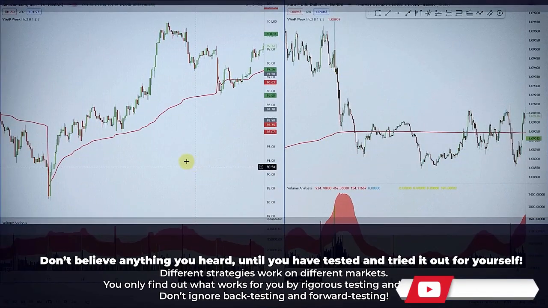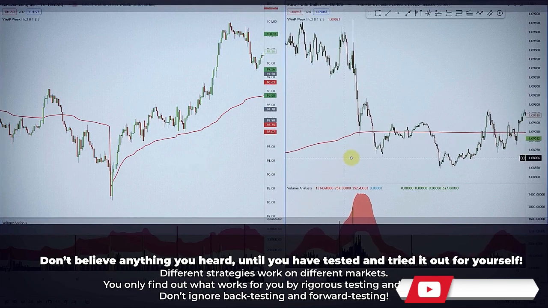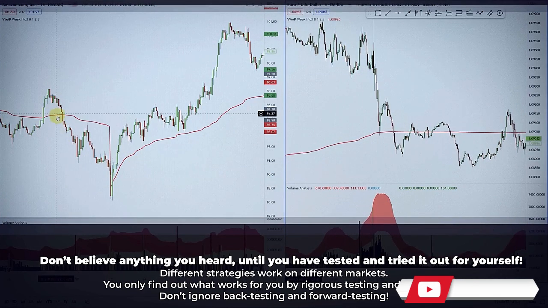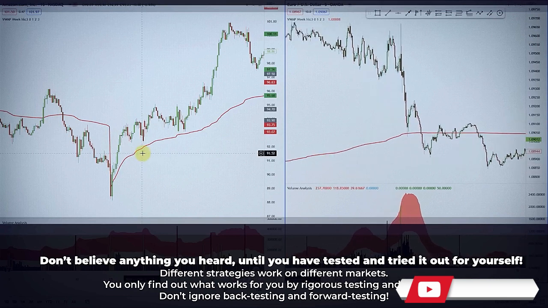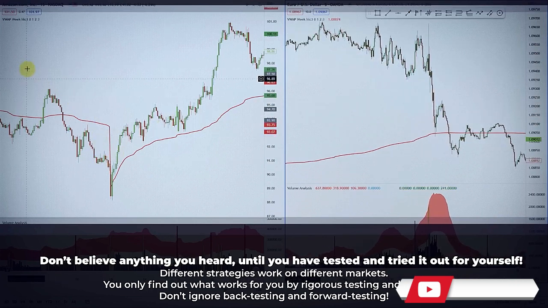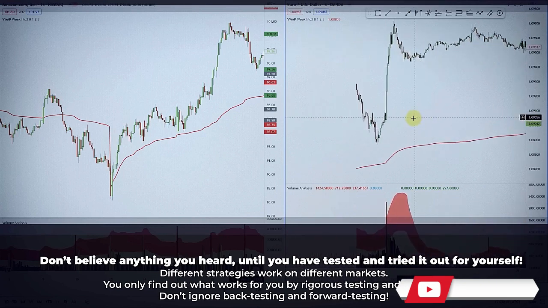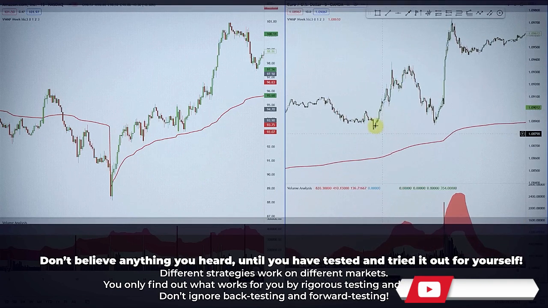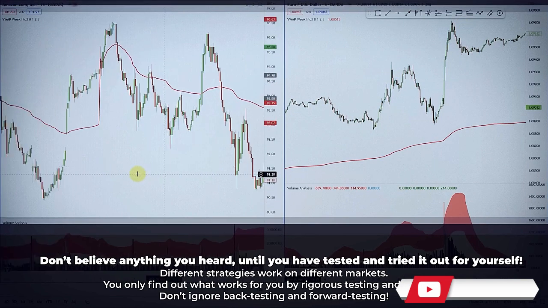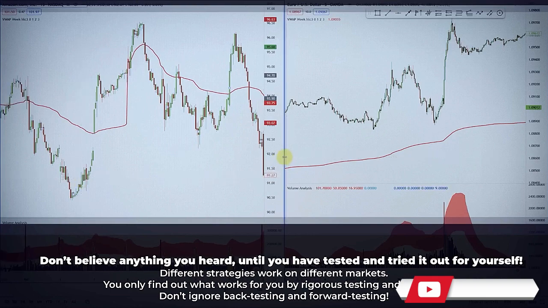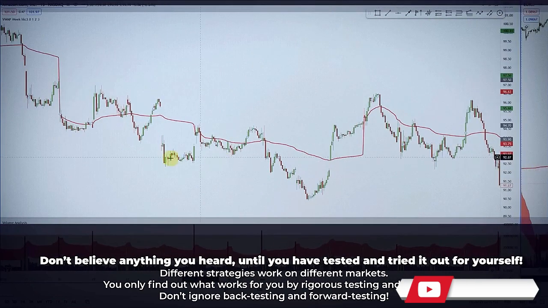This is one of the most important tips. Don't believe anything you heard until you have tested and tried it out for yourself. What used to work 2 years ago on the Forex market may not work today on the stock market. A strategy I use on the 15-minute time frame on Amazon may not work for you on a 5-minute chart of Euro-USD. That's a common mistake among day traders. They don't understand that different strategies work on different markets. You only find out what works for you by rigorous testing and analysis.